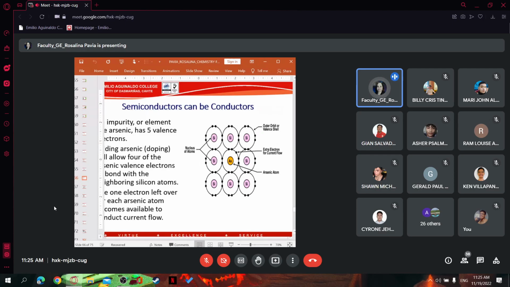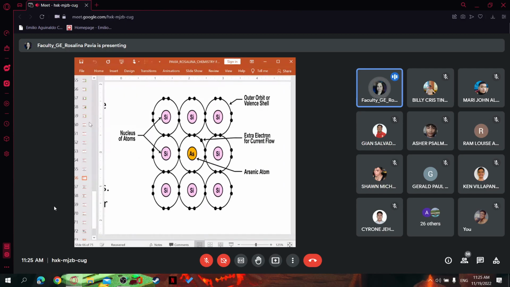So tignan nyo yung figure. If we dope, magdadagdag tayo ng arsenic sa gitna ng crystal lattice ng silicon. Arsenic will share its 4 valence electrons. May isang sobra na hindi ma-share. Okay? So this extra electron now will serve for current flow. Dito na dadaan yung electric current. Got it?